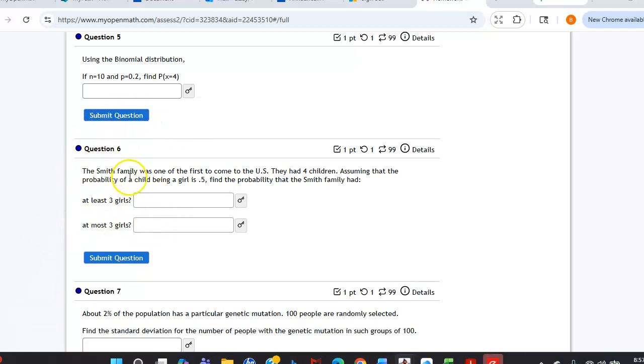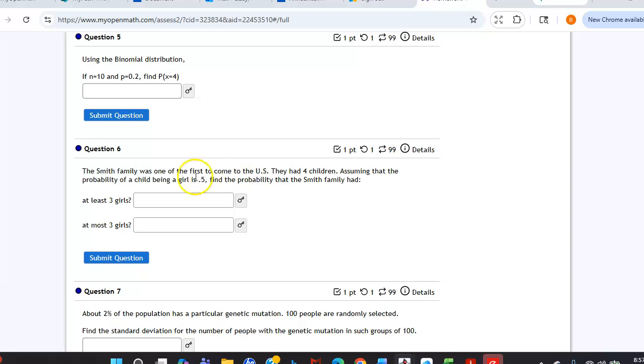I am going to do this question from section 4.3. It might be a different question number for you. I think they're randomly mixed up, but it should be the same sort of question. Numbers may change slightly. So the Smith family was one of the first to come to the U.S.